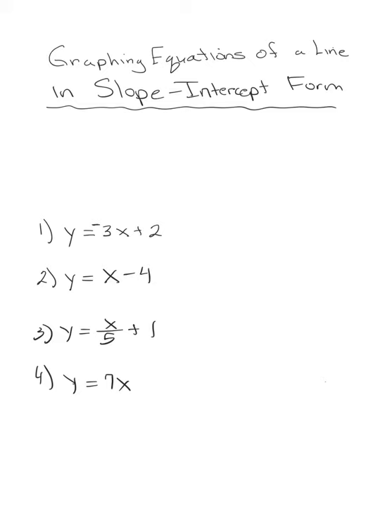Okay guys, today we're going over graphing equations of a line in slope-intercept form. Slope-intercept form is a form that we love, and that is y equals mx plus b, where the m, which is the coefficient of x, is your slope. So the number that's being multiplied to the x is your slope.